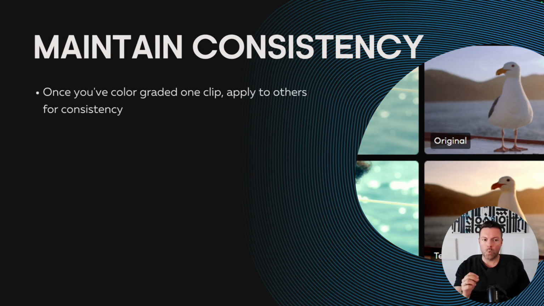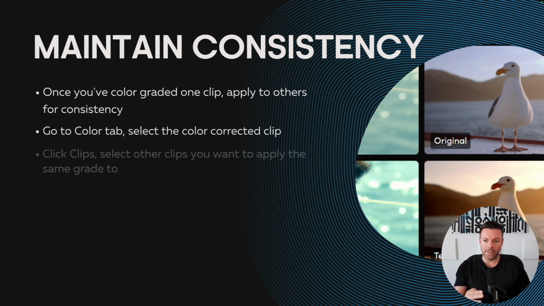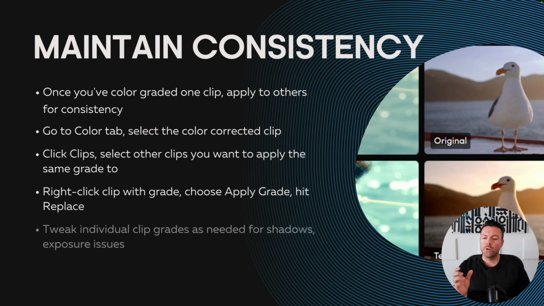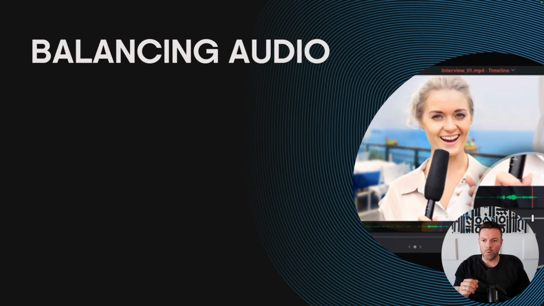Let's talk about maintaining consistency now. Once you've color graded one clip, apply it to all the other clips for consistency throughout your video. Go to the color tab, select the color corrected clip, click clips, then select other clips you want to apply the same grade to. Right click, clip with grade, choose apply grade, and hit replace. Tweak individual clip grades as needed for shadow exposure issues, right? If they're outside, especially shooting, the light can change. You want to really adapt for that with this process.